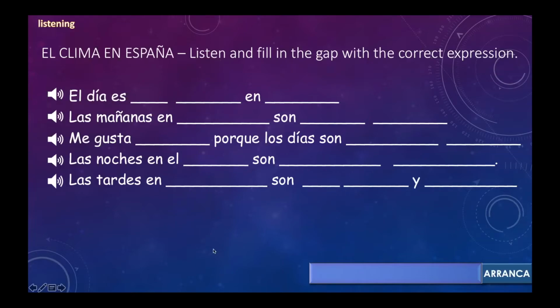Can you figure out what it is? Well, let's see the answer. Let's repeat. El día es muy soleado en Madrid. Let's go with the next one.